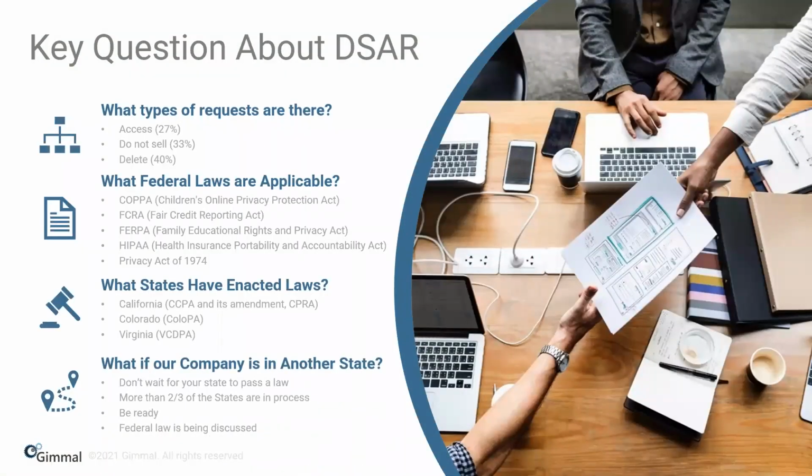Okay, so let's talk about DSARs a little bit. When I say the word DSAR, it's actually referring to the access one here. So there are three types of requests. DSARs, the access one, take up about 27% of the requests that are happening currently. Do not sell, which is going to third-party products or companies, 33% of the requests are for that. And you're going to notice the largest is 40%, and that is growing.